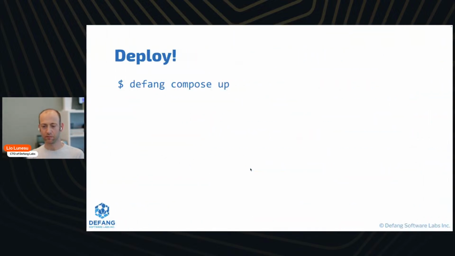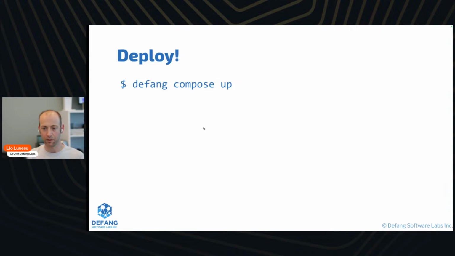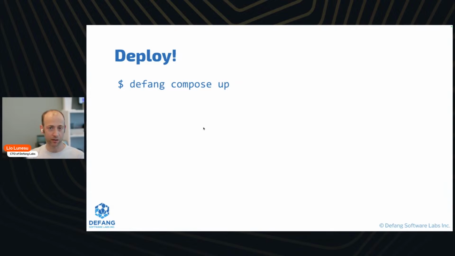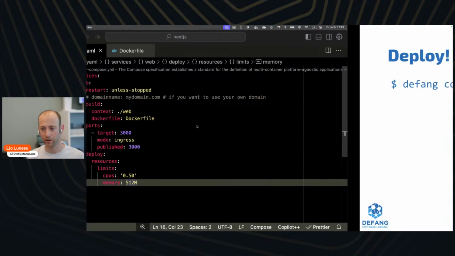And then those are the pieces. We have our source code, we have our Dockerfile, we have our compose file. That's all we need. Now we can go compose up. And this will upload and update our application to the cloud. So let's do that right now.